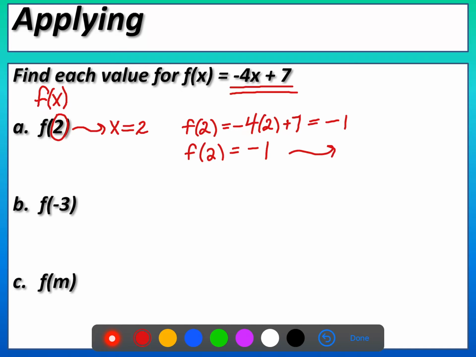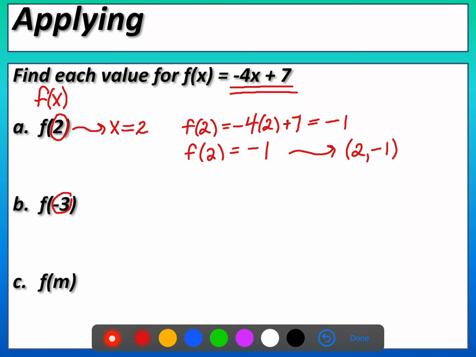Okay, another way that we could write a final answer for this, the x value is 2 and the y value is -1. So we could also write this as an ordered pair. This is just another notation, another way to write our information. Okay, let's try another example.